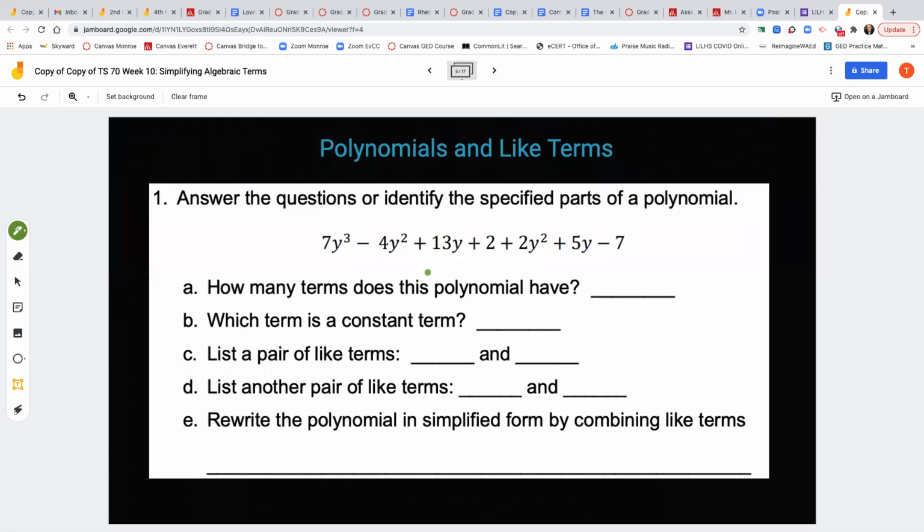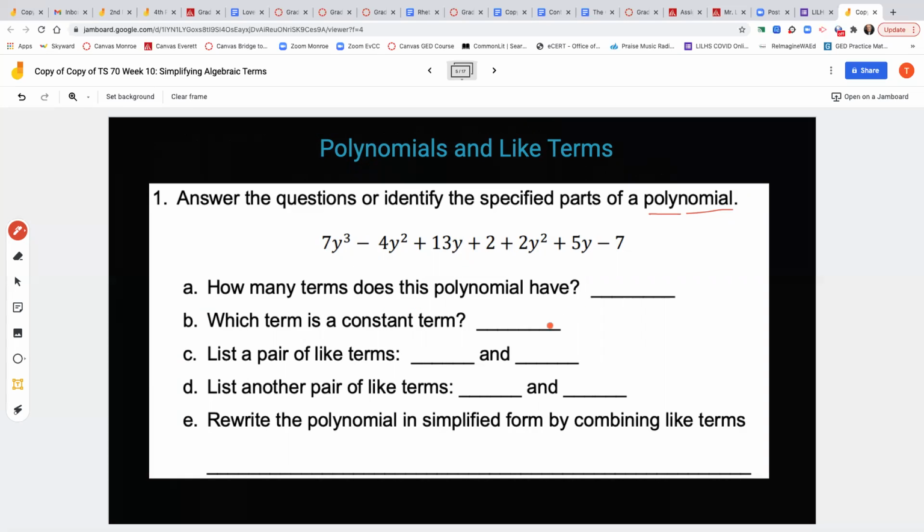On this page, I don't want you to copy. I just want you to look at it. We're going to go through some things to answer some questions together. This is a review of what we just looked at. Answer the questions or identify the specific parts of the polynomial. We learned poly means many and nomial means terms. So if we've got this long polynomial, you'll notice it's not a monomial or a binomial or a trinomial. It's none of those, but how many terms does this polynomial have?